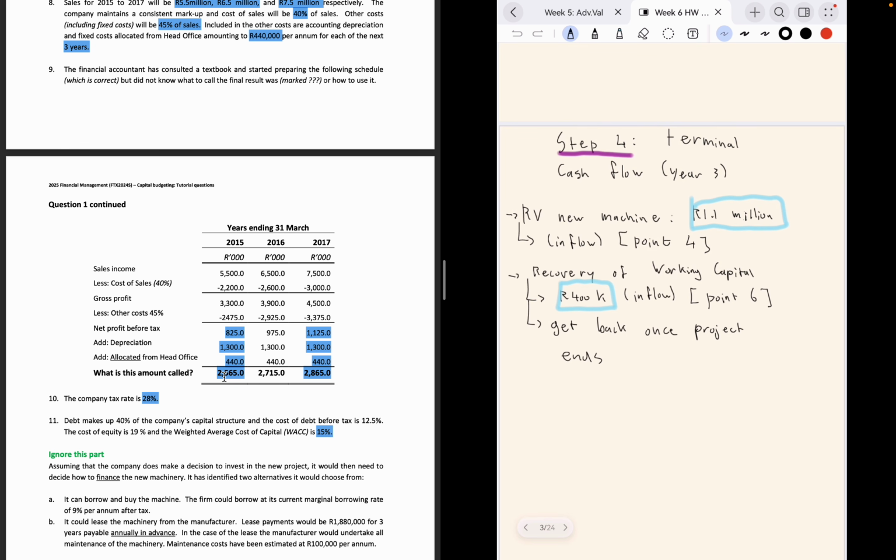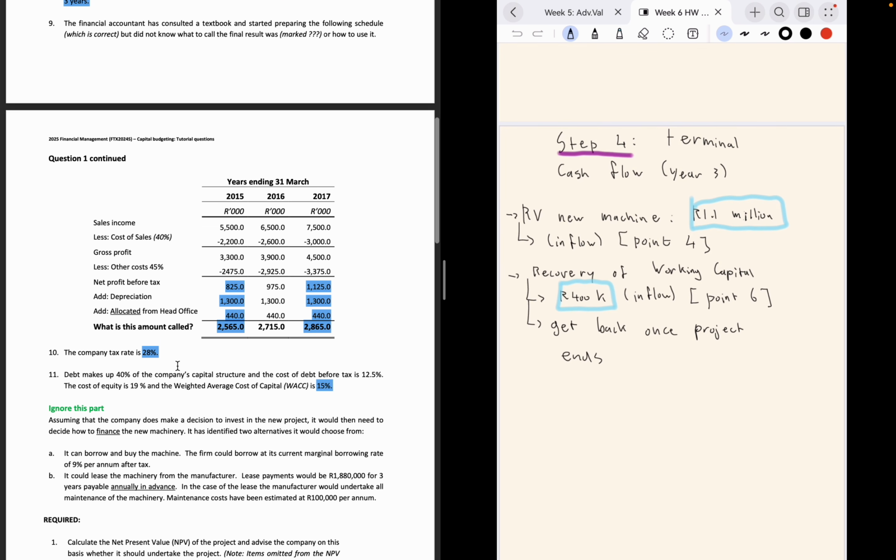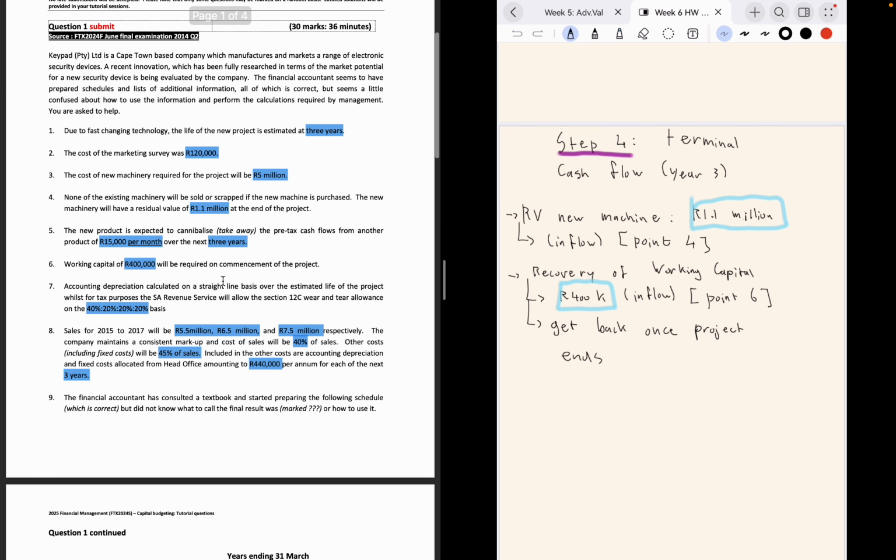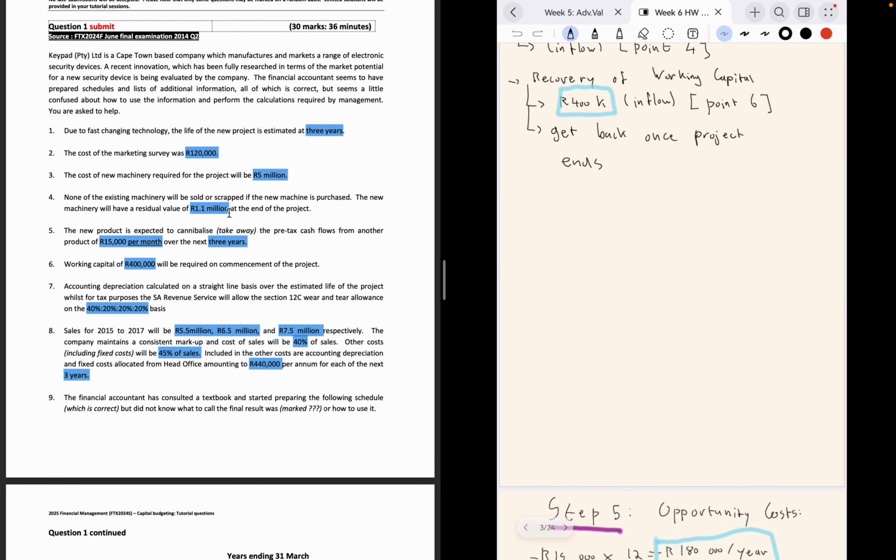So step 4, what's our terminal cash flow in year 3? So the residual value of the new machine is going to be 1.1 million at the end of when we're done with the project. So if we go to point 4, the new machinery will have a residual value of 1.1 million. So that's what it's worth. So if we want to sell it in that year, we can, because the project is done. Then recovery of working capital is 400,000. So the way this works is, we use working capital when we commence the project, but when we stop the project, we free up that working capital and we can use it for other things. So it counts as an inflow. So we get that back once the project ends.